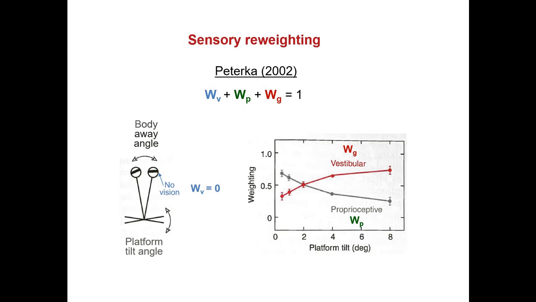In the graph, we see what happens to the contributions of the vestibular and proprioceptive systems. When the platform tilt is small and the ground is relatively stable, then more reliance is placed on the proprioceptive system, and the value of W subscript P is higher. As the ground becomes less stable, W subscript G increases and W subscript P decreases.